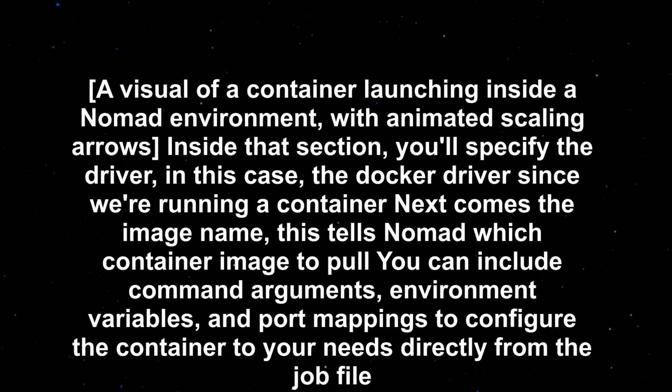A visual of a container launching inside a Nomad environment with animated scaling arrows inside that section. You'll specify the driver, in this case, the Docker driver. Since we're running a container, next comes the image name. This tells Nomad which container image to pull. You can include command arguments, environment variables, and port mappings to configure the container to your needs directly from the job file.